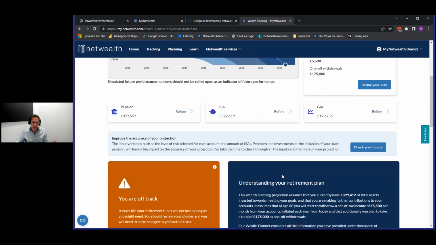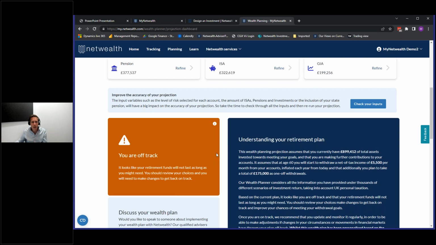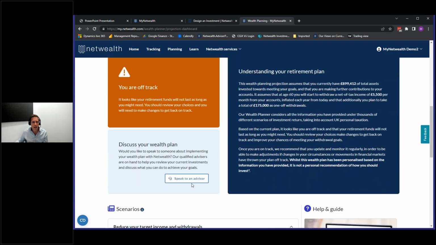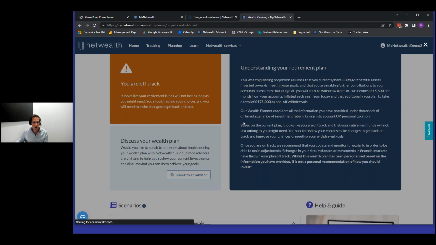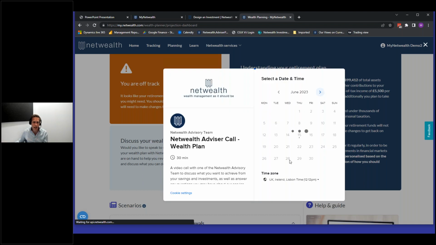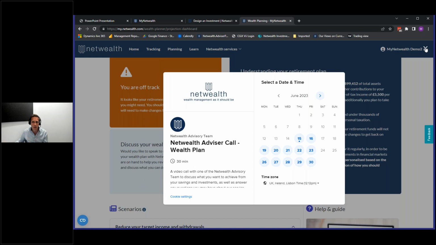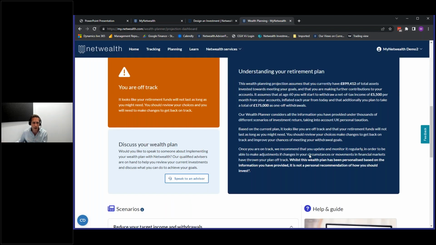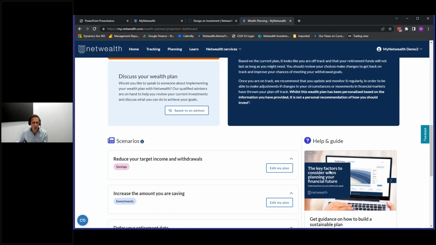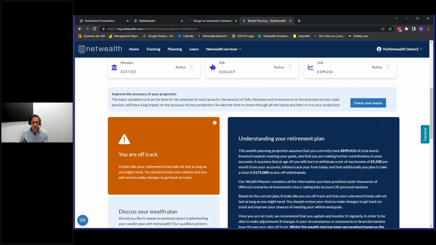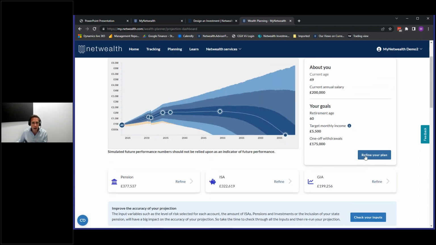And what you can do is get a snapshot of whether you're on track or not, a summary of where you're positioned. If you want to speak with an advisor, you can always just click on the link here and book a time directly into their diary. That will set up a video call for you to have with an advisor to go through the plan and talk about it. There's also resources on things like how to think about planning and what you should be doing as well. You can then refine these plans.